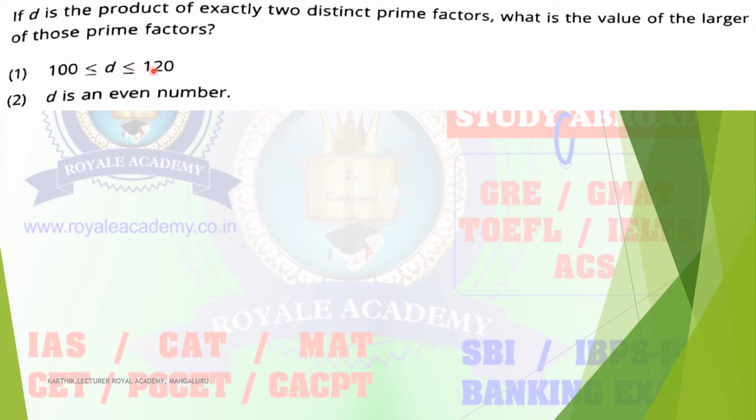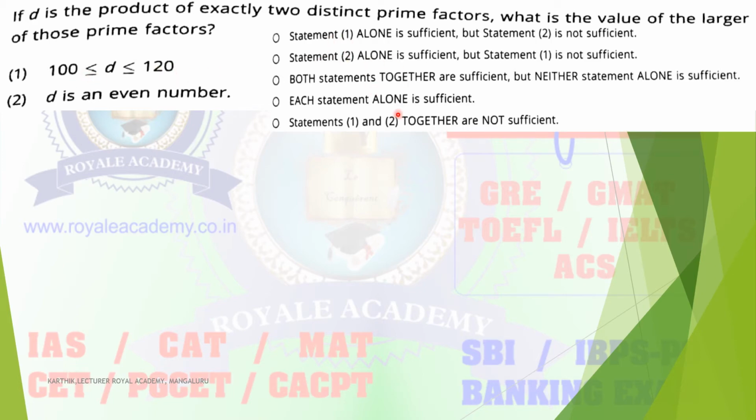So first, here these are the five options, same as previous problems. Statement 1 alone is sufficient to answer the question. Statement 2 alone is sufficient to answer the question. Both statements together are required to answer the question. Each statement alone is sufficient to answer the question. Statements 1 and 2 together are not sufficient to answer the question. These are the 5 options. Okay, so we'll see how to solve this problem.